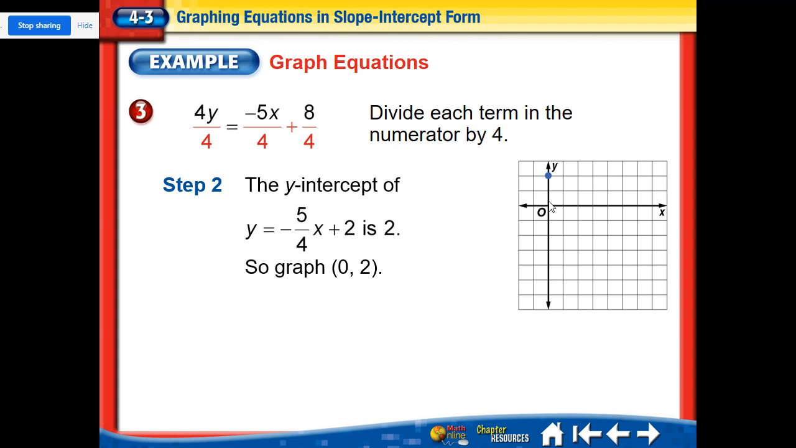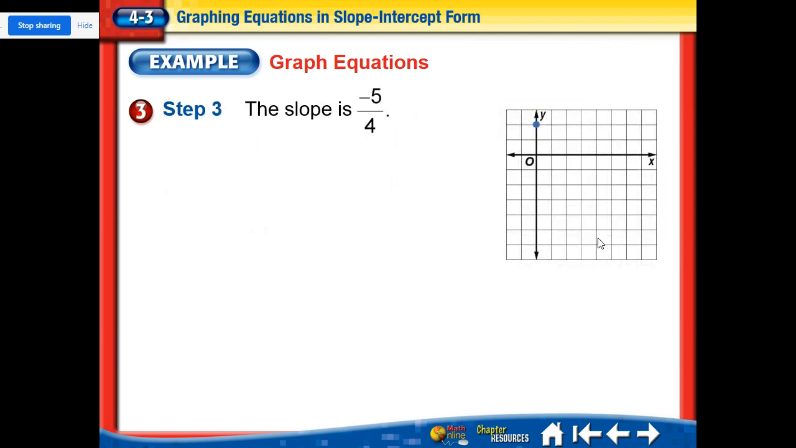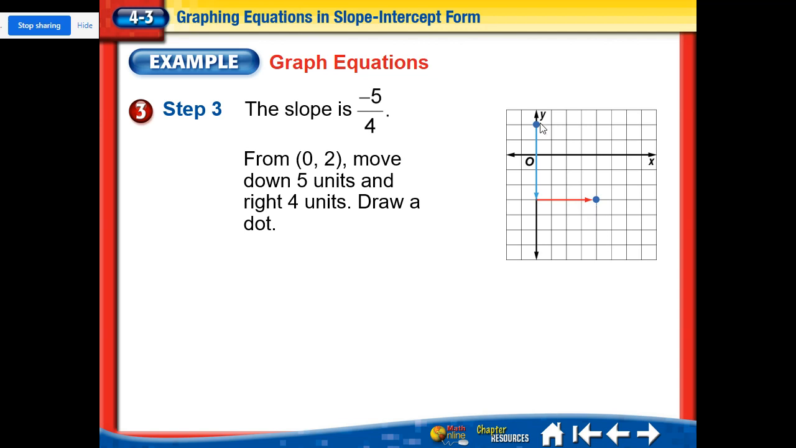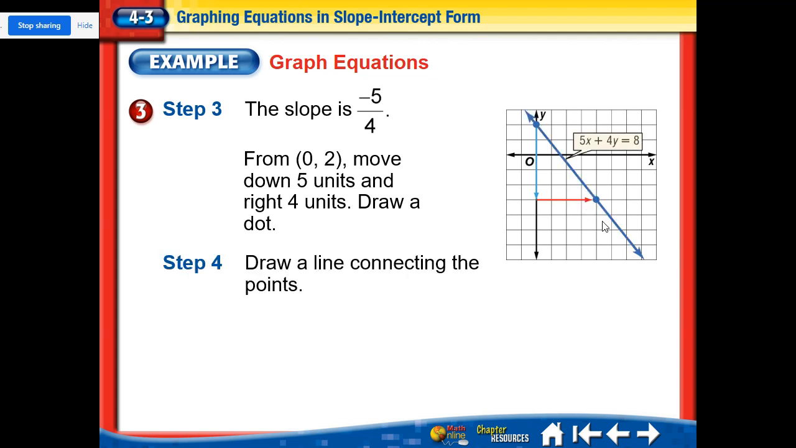So 2 is our starting, that plus 2 goes up here, makes our starting point. And then from there I'm going to go down 5. 1, 2, 3, 4, 5, and over 1, 2, 3, 4. So down 5 and over 4, down 5 and over 4, make a dot, and then we'll be able to make our line. Significantly easier than making the table.